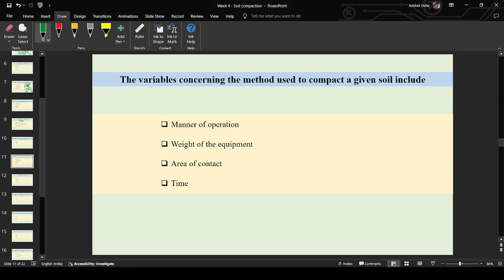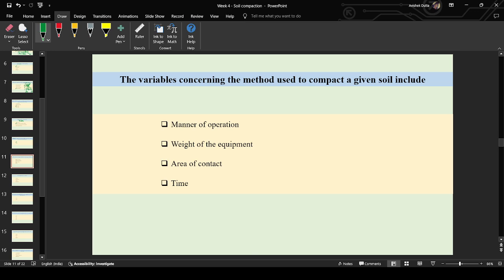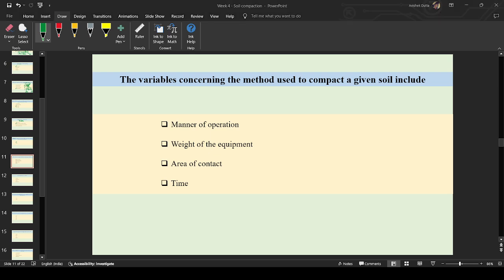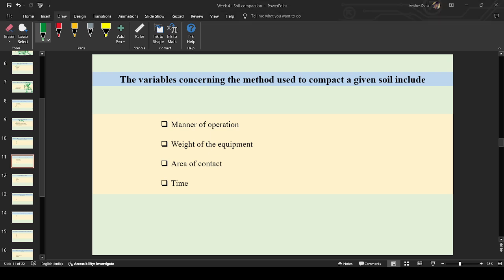Okay. Variables concerning the method. Yes, someone has given A, B, and C only. What about time? I'm not talking about attainment of maximum dry density. If you go on compacting for more time, what will happen? It is actually compaction itself is an instant process, no, sir? Yes, instant. Therefore, you don't have any significant improvement.